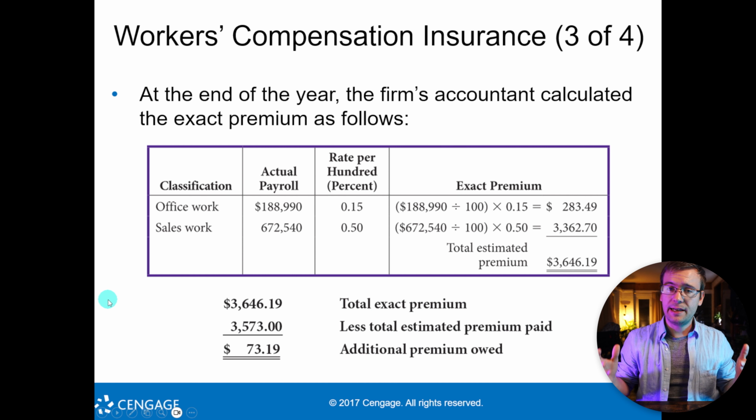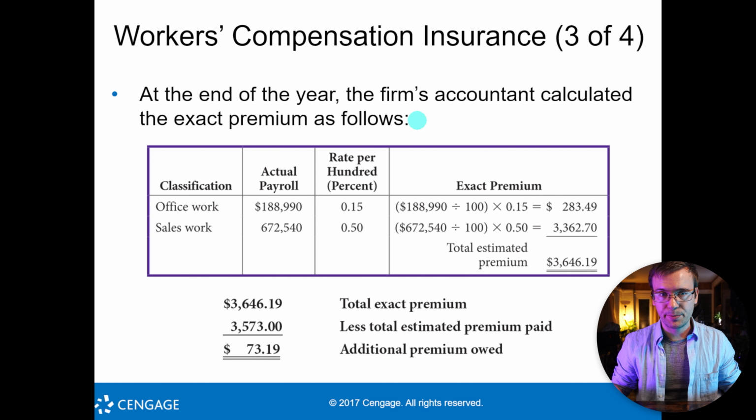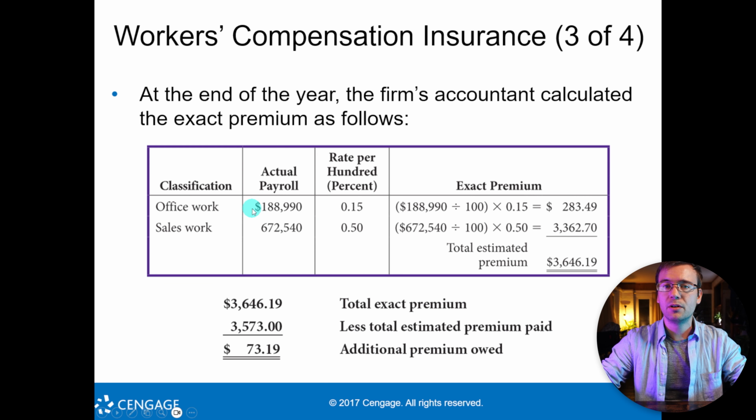Now remember, that was just an estimate. So at the end of the year, we go through our audit process and the firm's accountant calculates the exact premiums based on what we actually paid employees. We estimated that office work was going to be $182,000, but it was actually $188,000. So we were underestimating, and we didn't pay enough. For sales work, we estimated $660,000, but it actually came out to be $672,000. So again, we didn't pay enough. The total exact premium was $3,646.19.